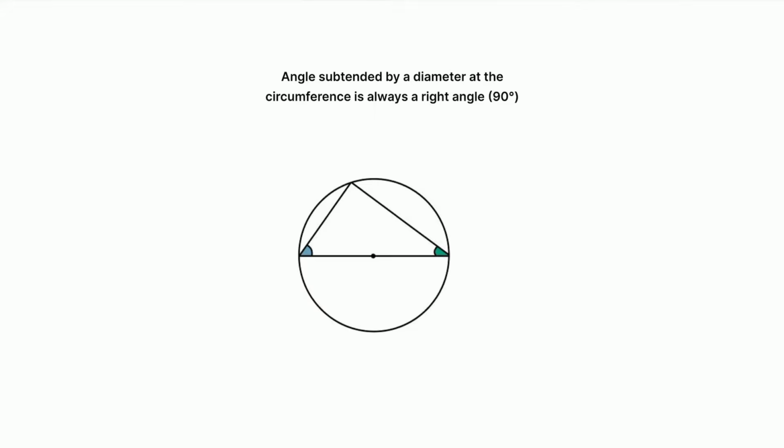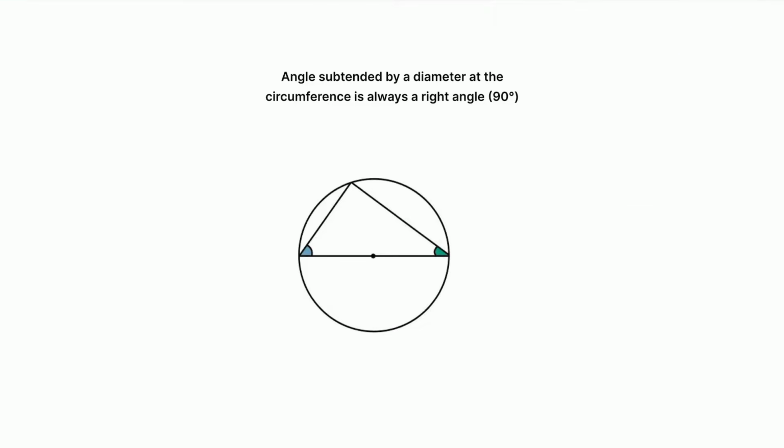So let's start off with the first theorem. An angle subtended by a diameter at the circumference is always a right angle. So the word subtended just means create. So essentially what they're saying is an angle that's created by a diameter. So we have a diameter here. It creates an angle. The angle the diameter creates is that one there. And that angle is always a right angle.